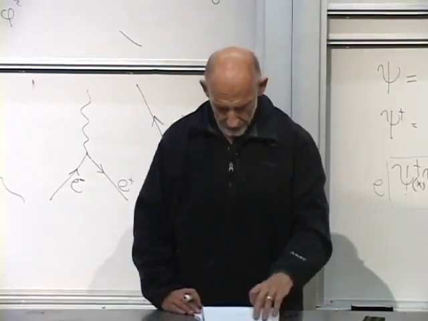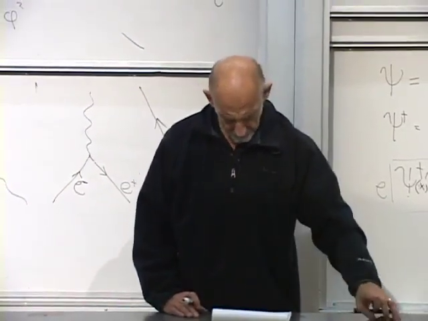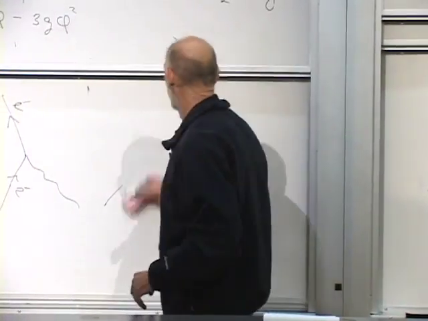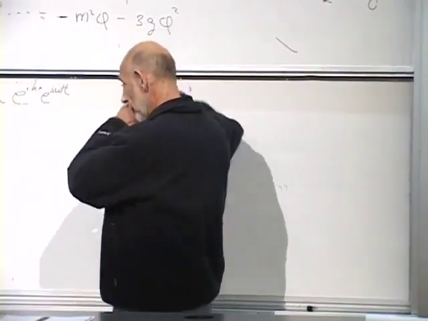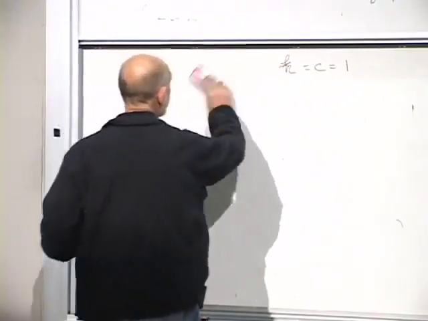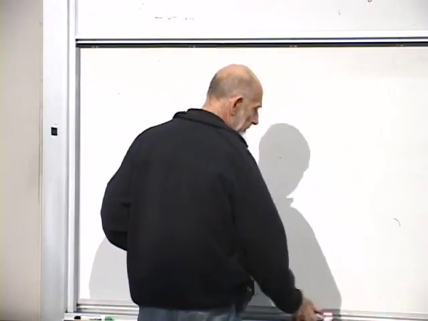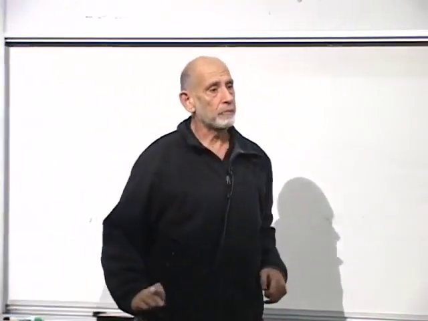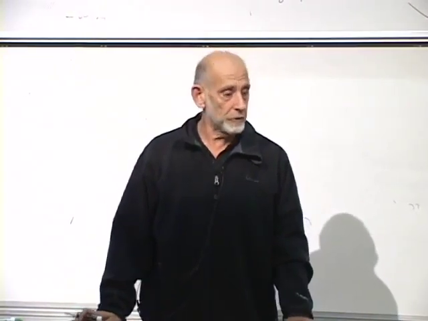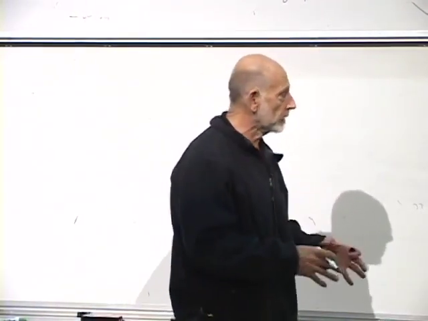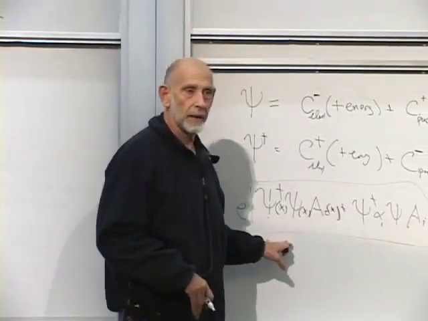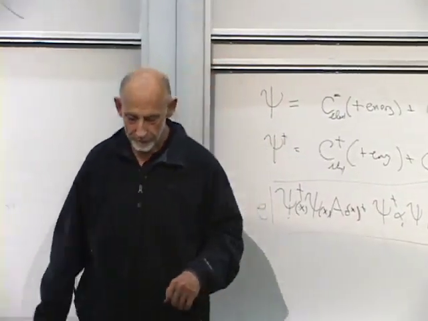Let me give you some other examples of interactions. Other kinds of processes which exist in nature, which can be described by this kind of field theory. Protons, neutrons, and mesons. Protons, neutrons, and mesons form a system which is fairly similar to quantum electrodynamics, or similar in spirit.